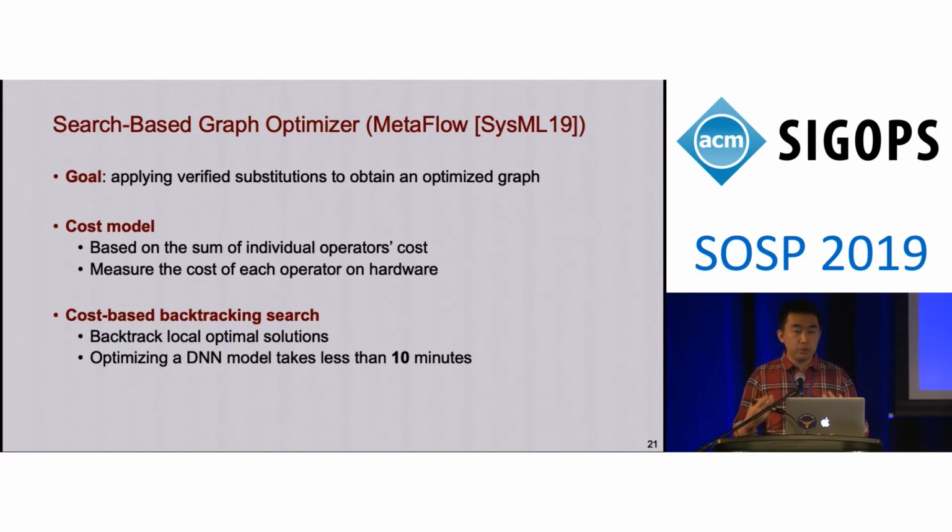And we use a cost-based backtracking search algorithm to backtrack from local optimal solutions and allow us to explore more candidate computation graphs. And in our evaluation, optimizing a DNN model from scratch takes less than 10 minutes. And note that for every deep learning model, you only have to optimize it once on your hardware. So we think this is reasonable.